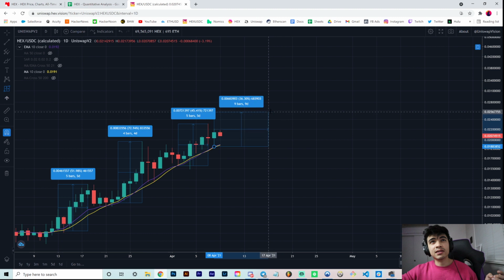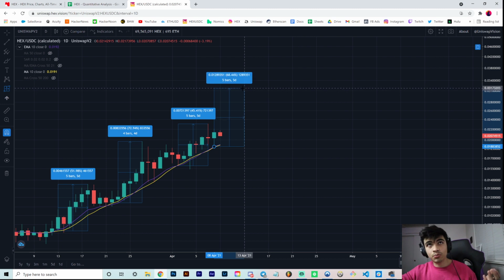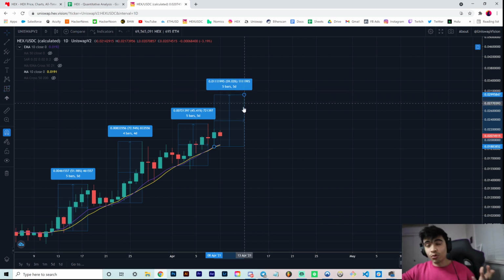So if we did see a 45, 50% move in the 4 days, 5 days that it takes, then we could be looking at a 2.7 cent hex. Or if we were to go as high as 72%, like we saw previously, then we could be looking at a 3.2 cent hex. So 2.7 to 3.2 cents. The midpoint of that is around 3 cents. So could we be looking at a 3-cent hex or so in the next 4 or 5 days?